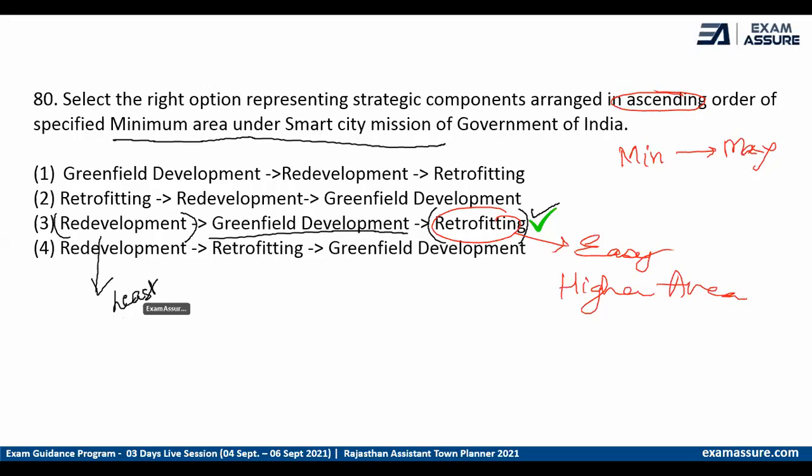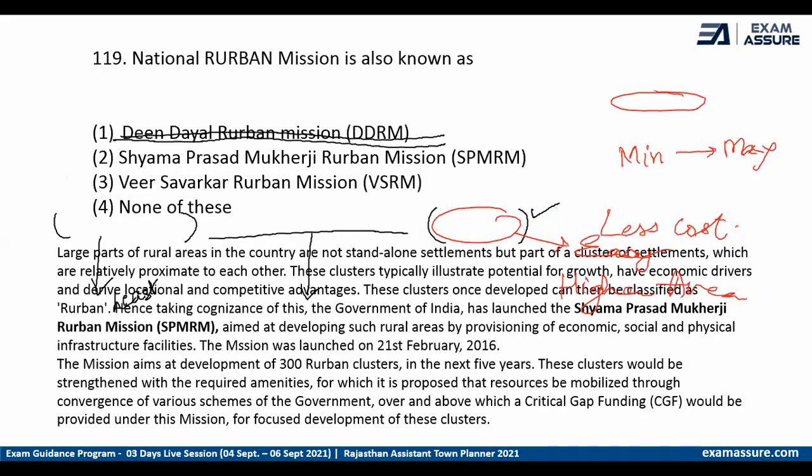So when you're talking about minimum area under Smart City Mission, redevelopment has the least, greenfield development is somewhere in the middle, and retrofitting is given the higher preference. So a lot of area is subjected to retrofit. Okay, now let's quickly move on to the next question.